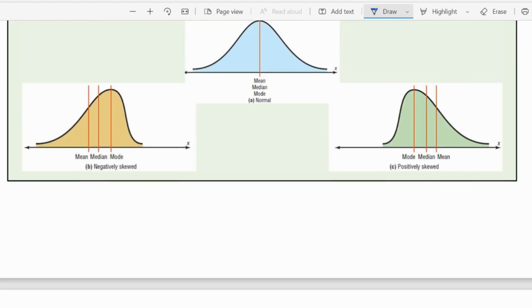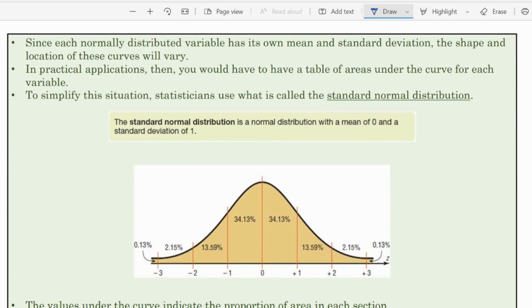Those pictures are really helpful in placing where everything is. Now, since each normally distributed variable has its own mean and standard deviation, the shape and location of these curves will vary. So in practical applications, you would have to have some kind of table for each variable. But that's going to be a different table for every situation.